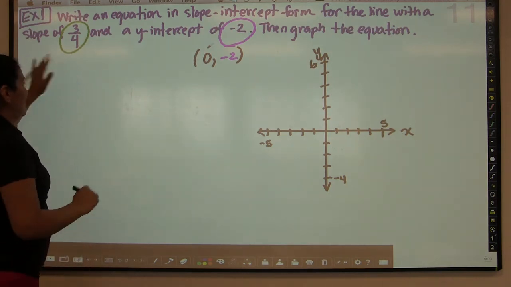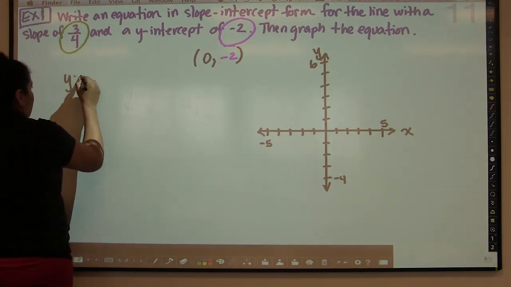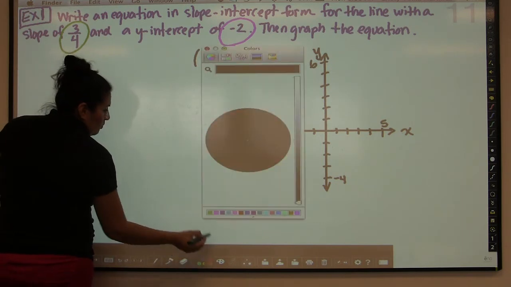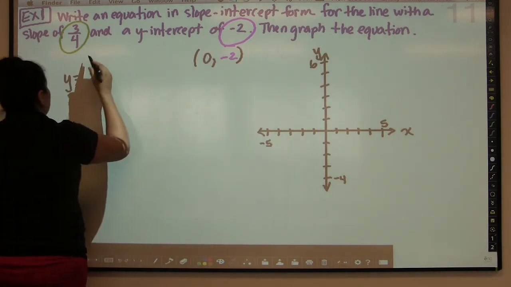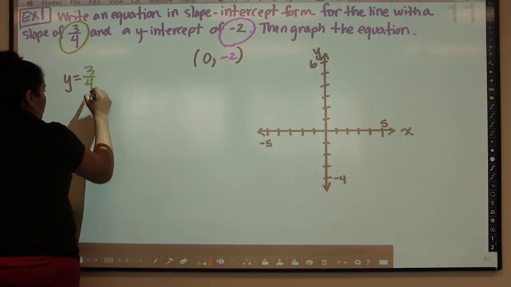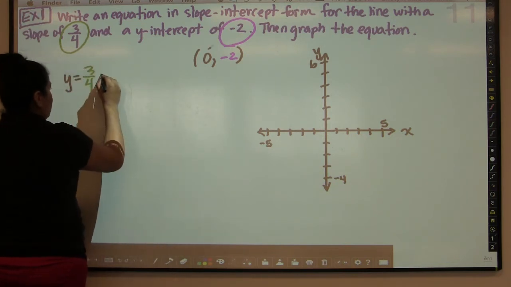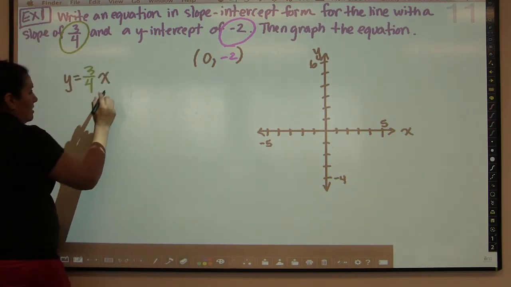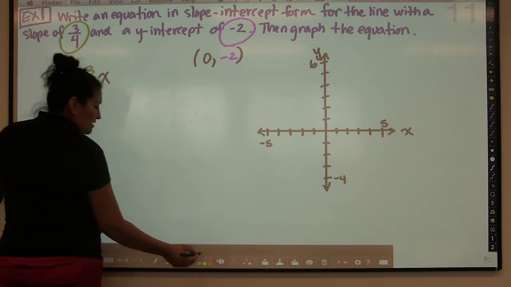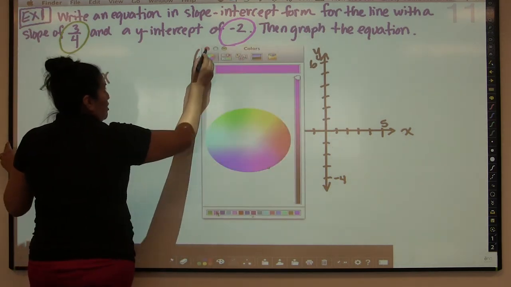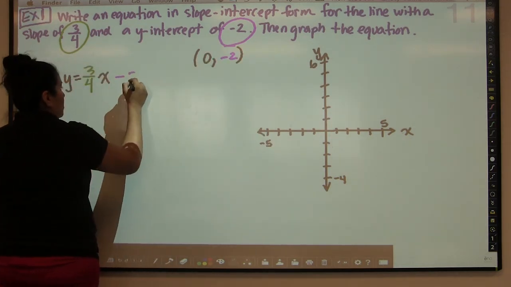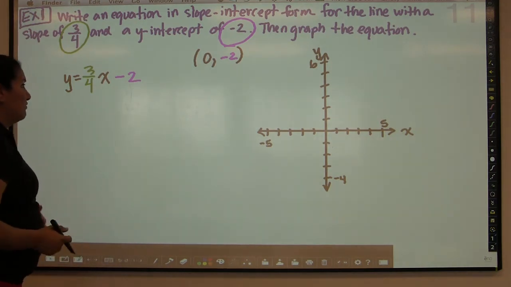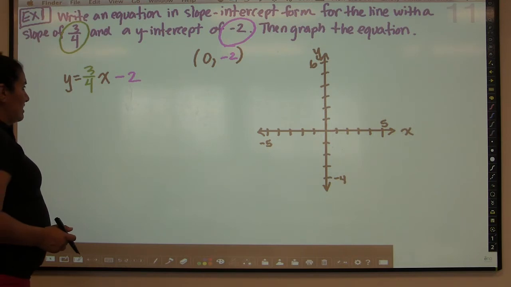So to write the equation, that's really easy. You're going to go y equals, and then your slope is 3/4. I'm going to put 3/4 there. Then comes your variable, so y equals mx plus, and in this case, our y-intercept is negative, so -2. And that's how complicated it is for you to actually write the equation of the line. y equals 3/4 x minus 2.